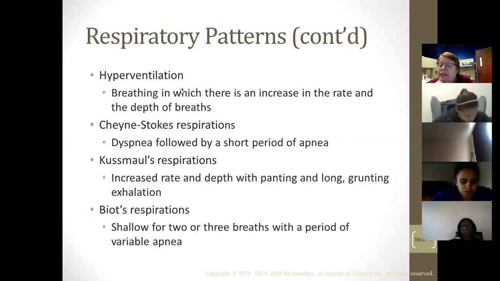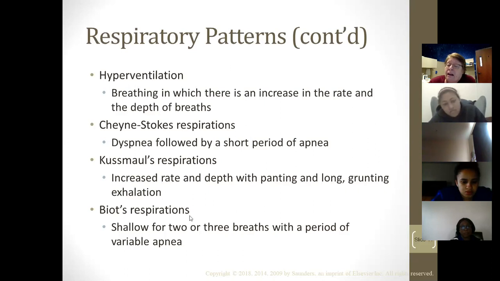Cheyne-Stokes respirations, that's dyspnea followed by short periods of apnea. So they have trouble breathing, and then they stop breathing for a little while, and then they start breathing again, and it's labored, and then they stop breathing for a little while, okay? Kussmaul's respirations are really increased rate and depths, and then they have panting and long grunting exhalations. The Cheyne-Stokes, you're gonna see that when people are actively dying.